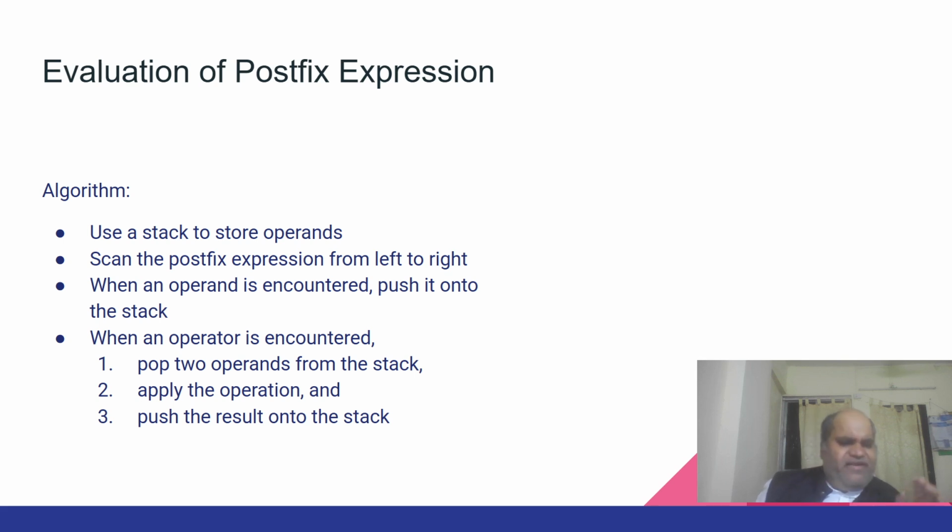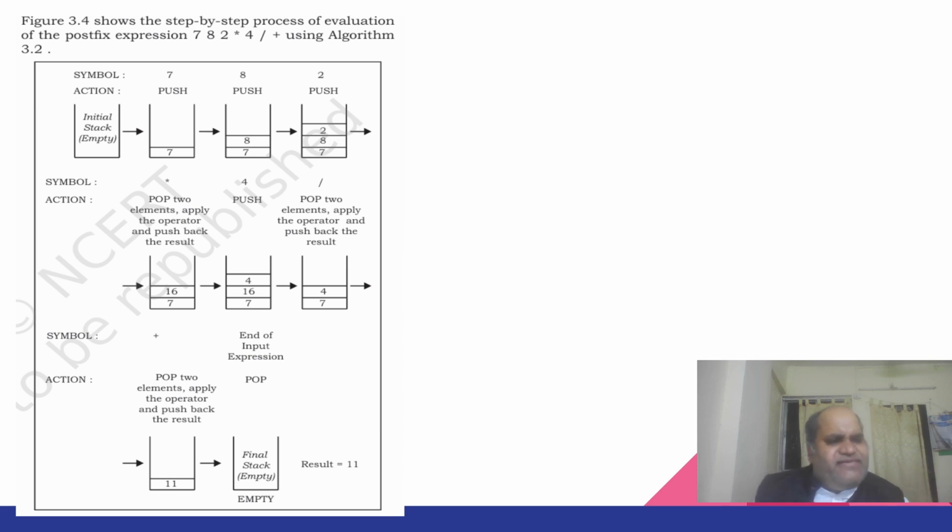So here what is happening? You are getting operands, you keep pushing them. The moment you get an operator, you pop the two previous operands, apply the operation, and then push the result on the stack, right? So you can see it. Here the example says 7 8 2 into 4 divided by plus. That's your postfix expression, right?